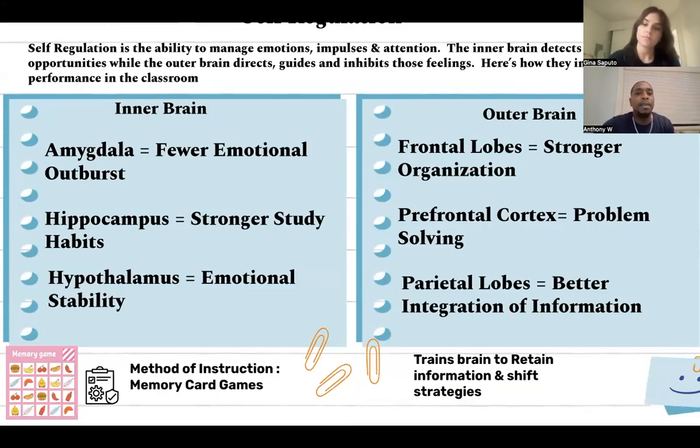Next. Now we go into self regulation. And this is important because this is the ability to manage emotions, impulses, and attention. The inner brain detects threats and opportunities, while the outer brain directs, guides, and inhibits those feelings. And here is how those students will be impacted performance wise in the classroom. The amygdala will give us fewer emotional outbursts. The hippocampus will give us stronger study habits. Hypothalamus, emotional stability. Frontal lobes, stronger organization. Prefrontal cortex, problem solving. Parietal lobes, better integration of information.